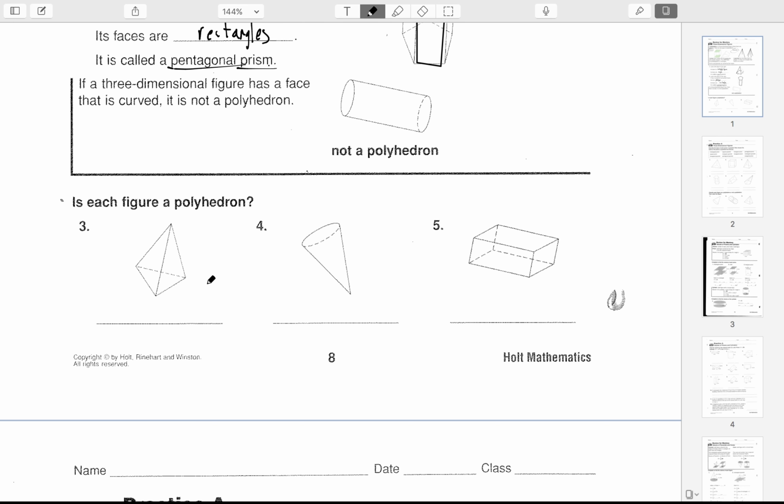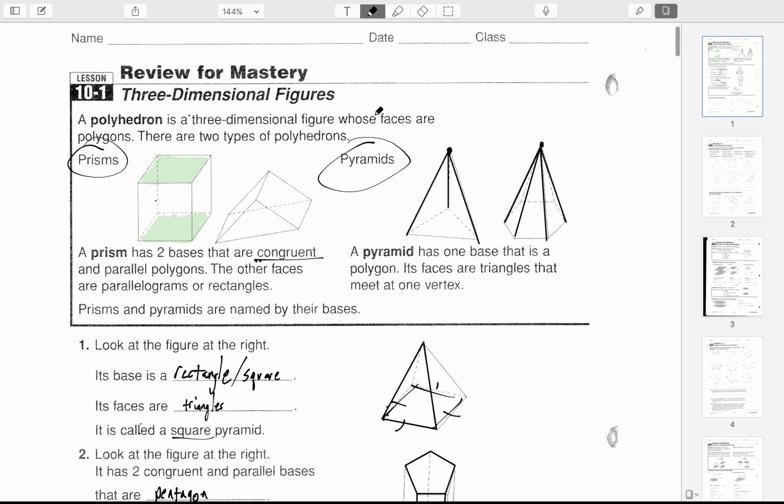Is each figure a polyhedron? So basically, let's start with what is not one, right? So we have 3, 4, and 5. Which one has a curved surface? So this has a curved surface, okay? And then that means the other ones are actually either prisms or pyramids.